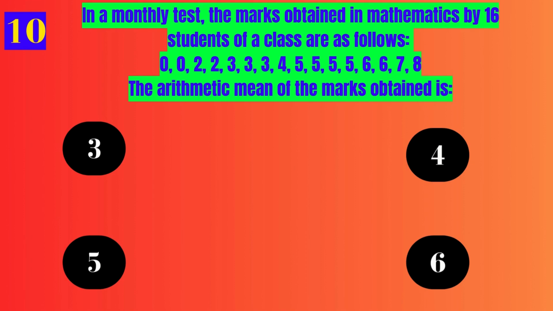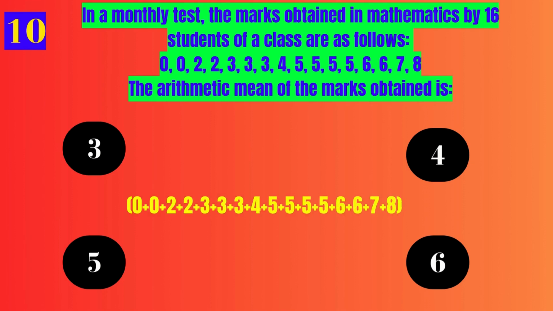To find the arithmetic mean, we need to add up all the marks and divide by the number of students. 64 divided by 16 is equal to 4. So, the arithmetic mean of the marks obtained is 4.